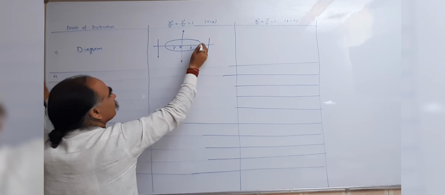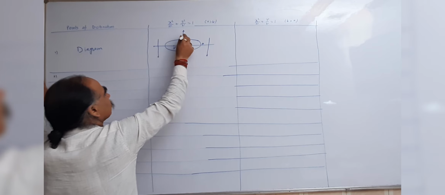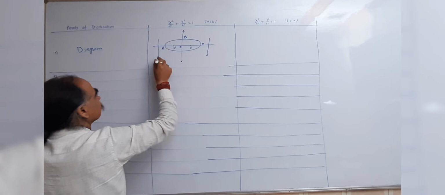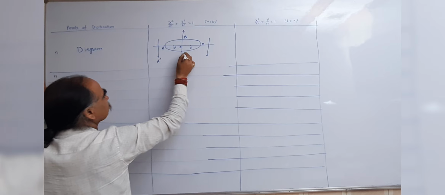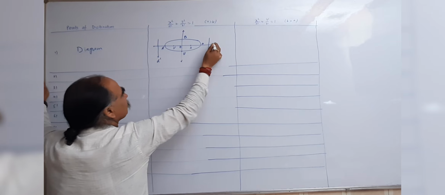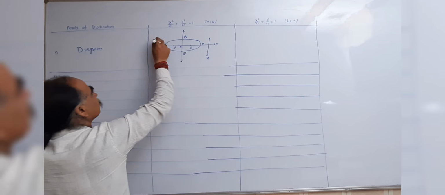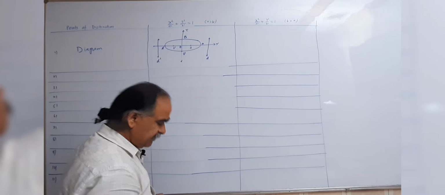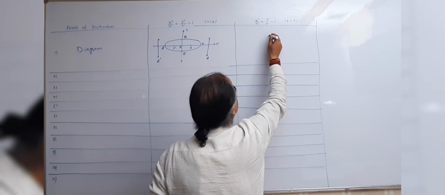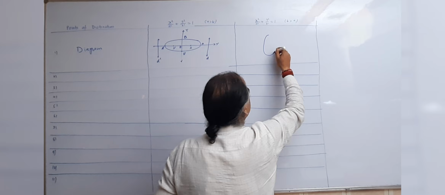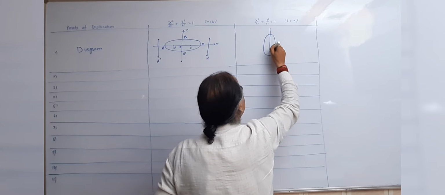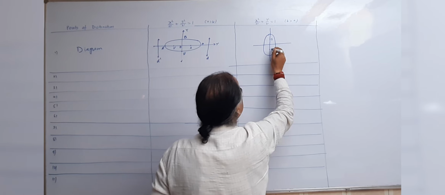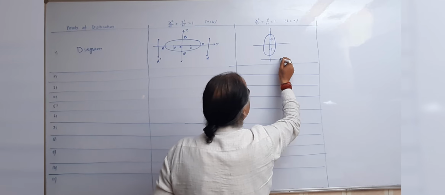A, B, A dash, B dash. And when b greater than a, it will be like this. Foci will be on the y-axis.